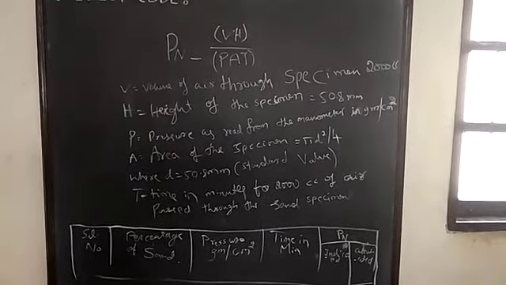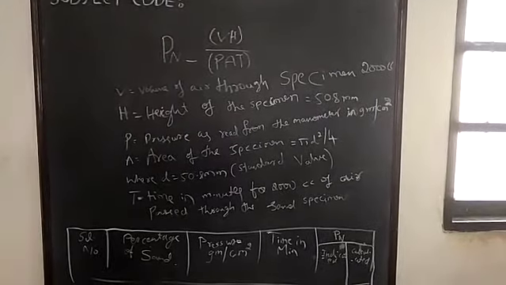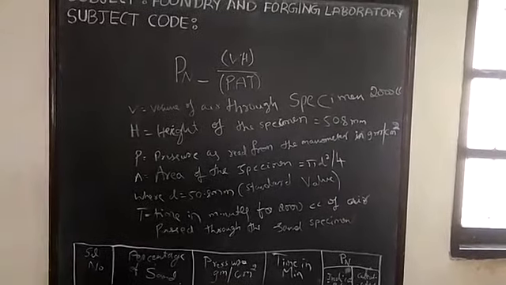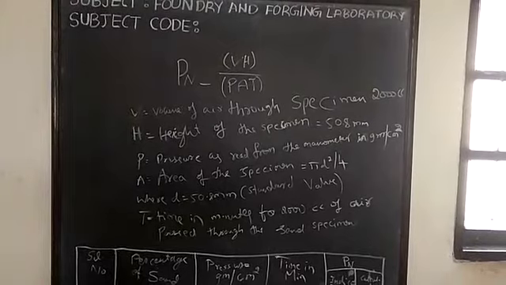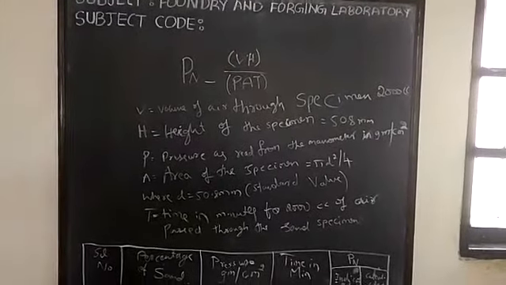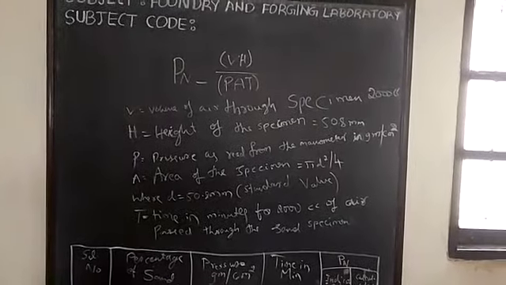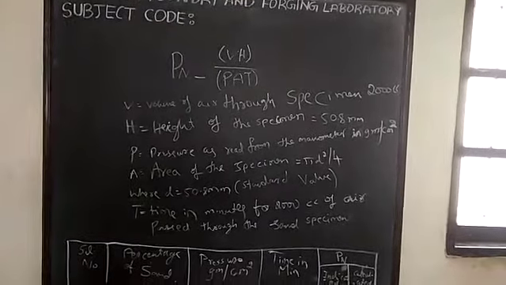And Pn is the indicated and calculated value. So we are using the standard formula Pn = V h divided by P a t to calculate the permeability test number for the sand specimen.